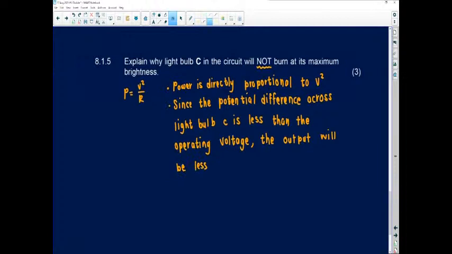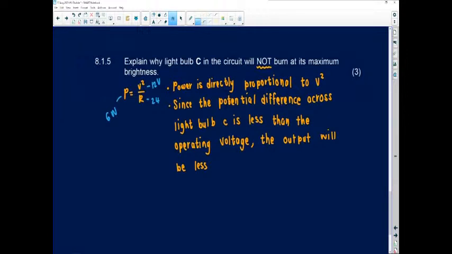Just want to elaborate on this one further. Remember, we were told that it has 12 volts. The resistance of C is 24. The power of the circuit was then 6 watt. So now power is directly proportional to V squared. Since the potential difference across the light bulb C is less than the operating voltage, the output will then be less. So that's why it will shine a little bit brighter.